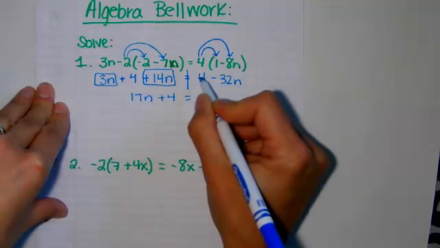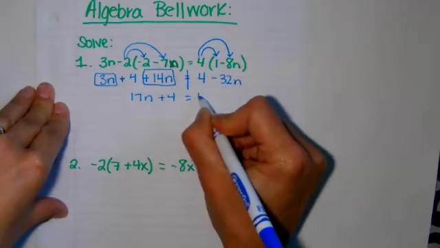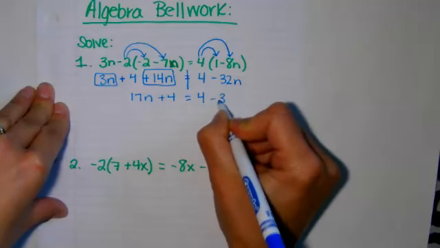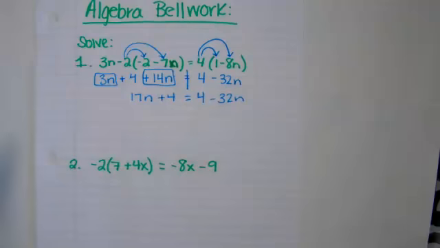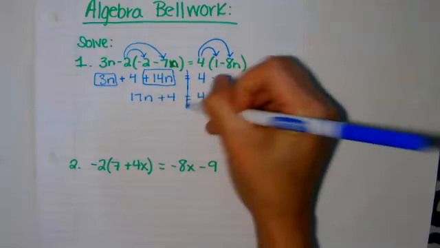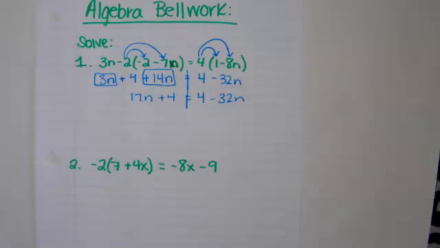Equals now, this side doesn't have any like terms. 4 minus 32n right there. Okay, still I can extend my line. Now, now that I know all the like terms, I need to get all the variables on one side, and I need to get all the constants, or the ones without variables, on the other.